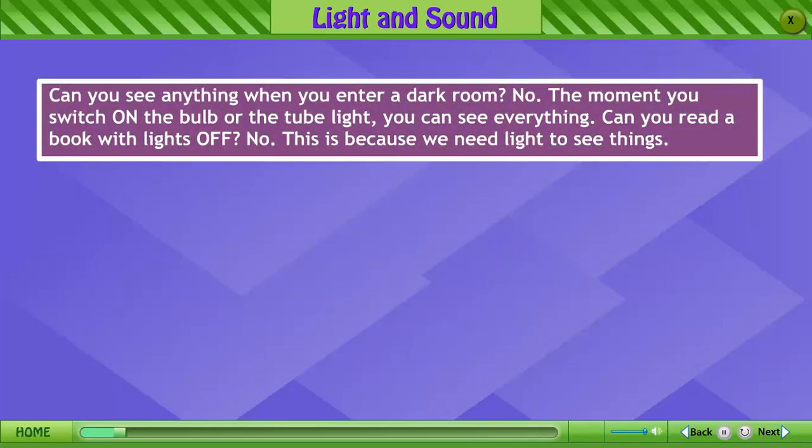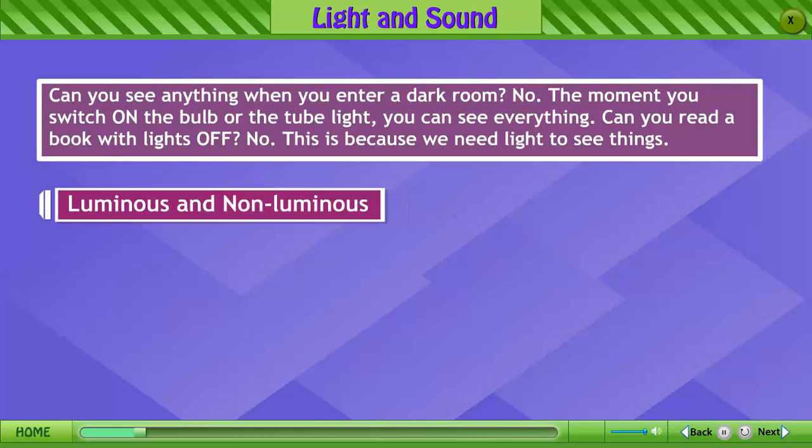Can you see anything when you enter a dark room? No. The moment you switch on the bulb or the tube light, you can see everything. Can you read a book with lights off? No. This is because we need light to see things.